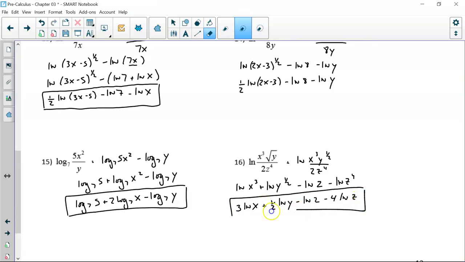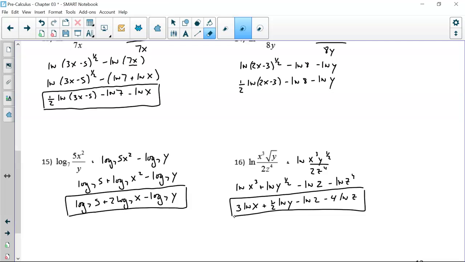When you expand, you should have no exponents and all of your factors are separated. If it's in the numerator, it gets a plus. If it's in the denominator, it gets a minus. Keep that in mind. The more you do them, the easier they get.